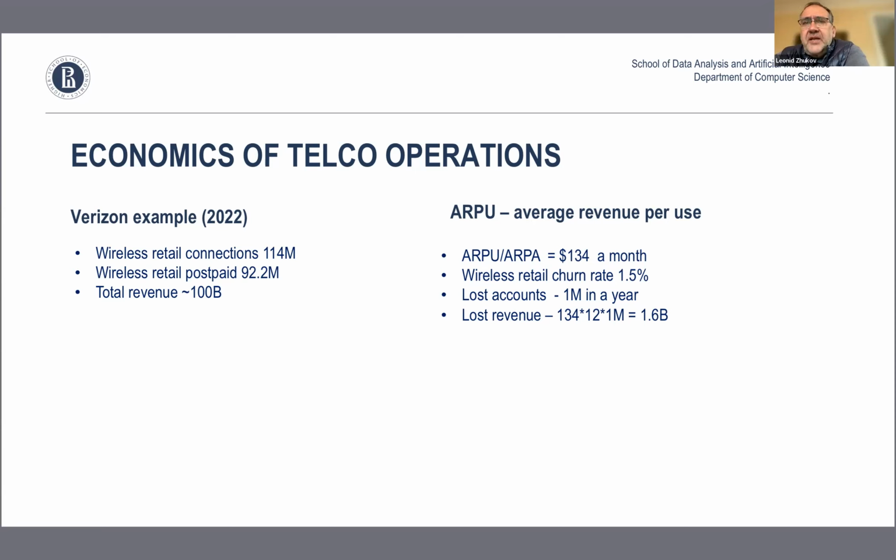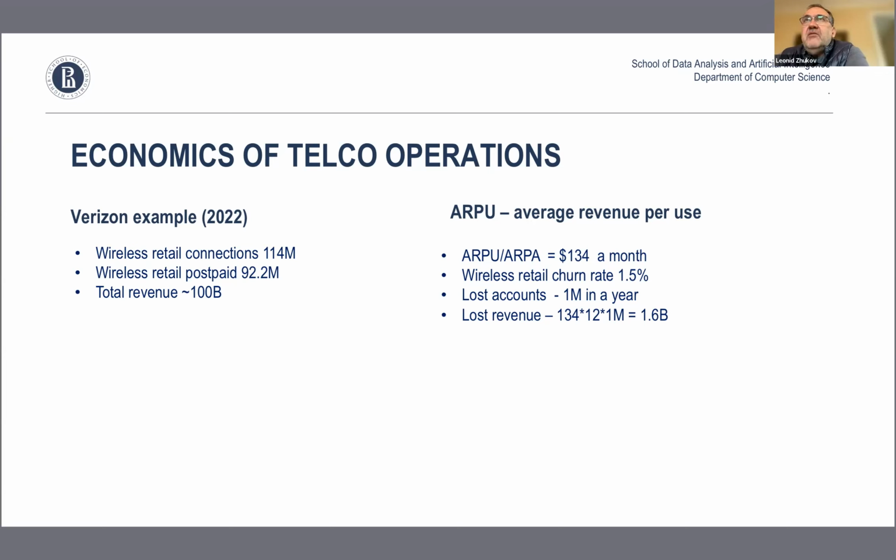And it actually has more than 100 million, 114 million customers, right? So probably almost every third person in the US has a Verizon. Within the retail customers, and retail means direct to consumer, as we discussed in a previous lecture, about 92 million are postpaid customers, which means they are on a plan, and you're paying at the end of the month.